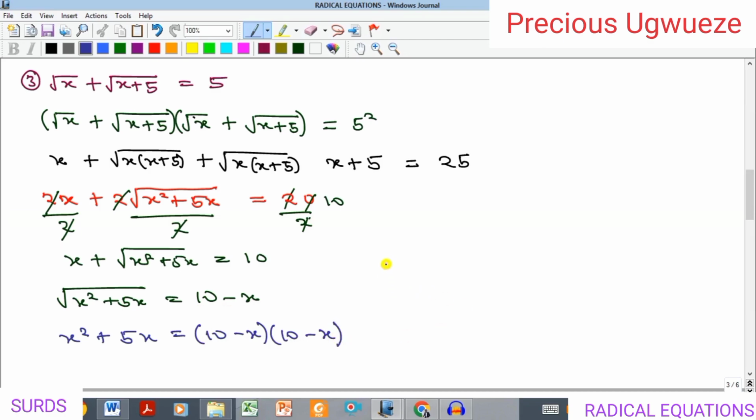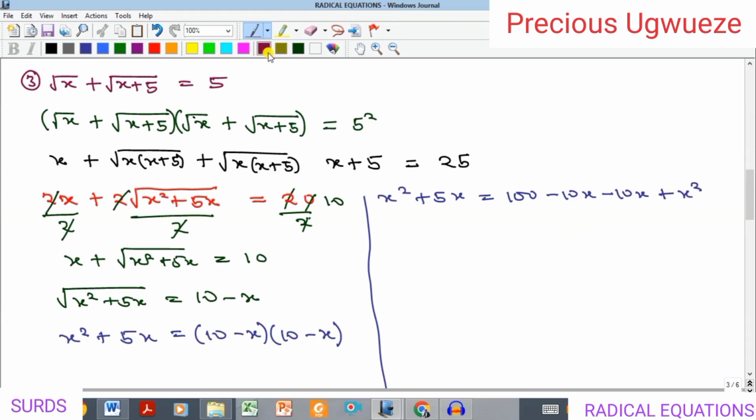And from here, that's going to give us x squared plus 5x to be equal to, if we open this bracket here, we are going to have 100, because 10 will multiply 10, then minus 10x minus another 10x, then minus x multiplying minus x will give us plus x squared. Okay, and at this point, what do we do next?